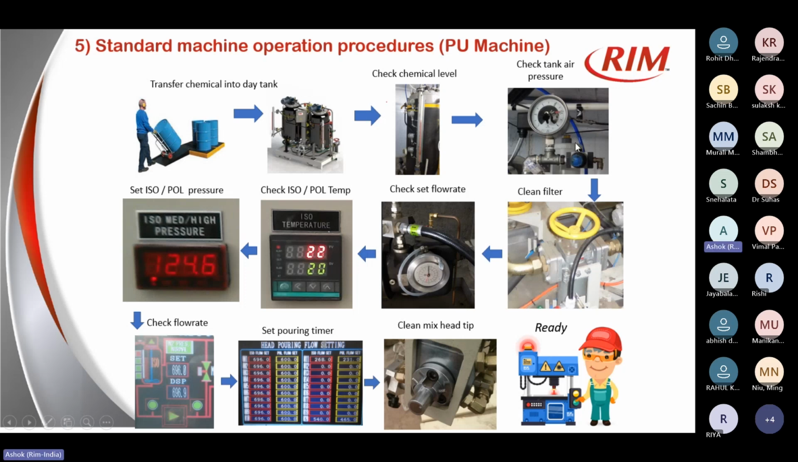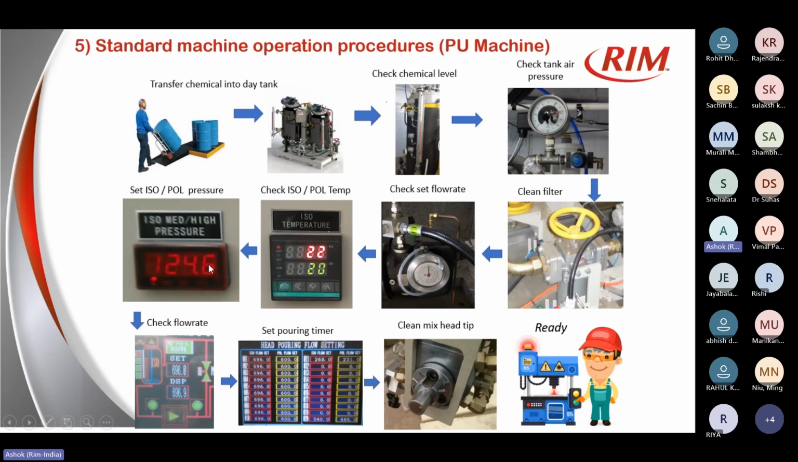The tank pressure is one of the important parameters. So the tank has to be pressurized to around 2 to 3 bar. Then the daily cleaning of the self-cleaning filter. The next is you have to check the flow rate. There are mechanical flow rates you can set, or you can set them through the frequency drives. The chemical temperature is one of the important process parameters, so you have to maintain the chemical temperature based on what your chemical supplier is asking.